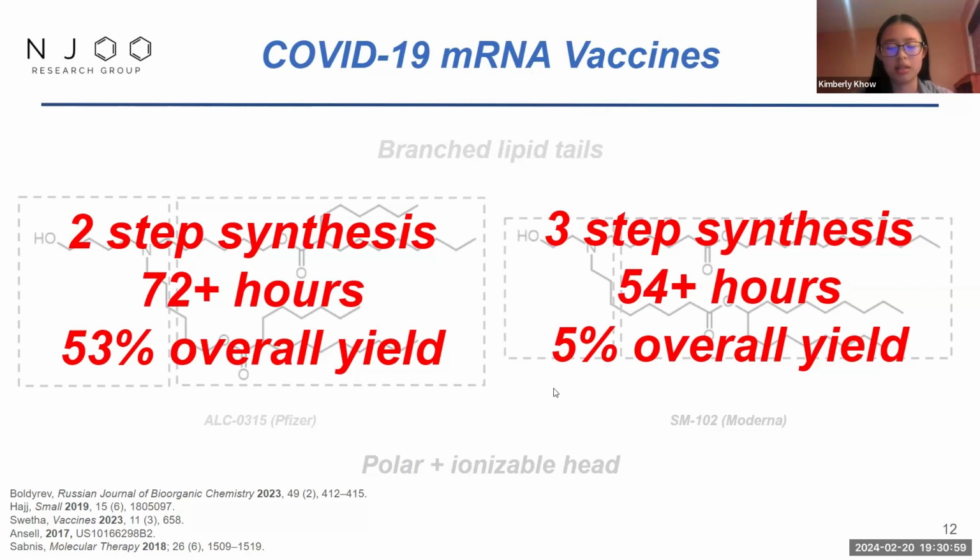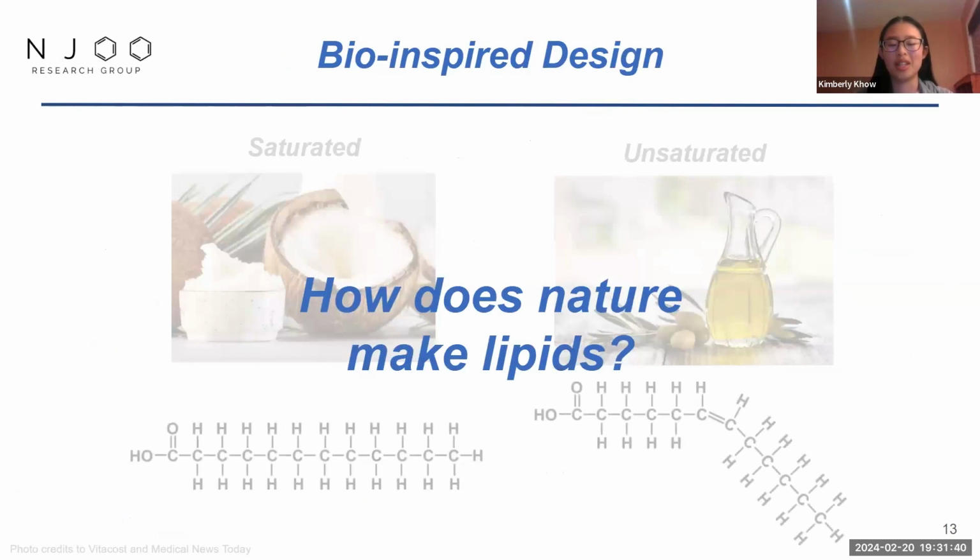And if we talk about this from the atom economy standpoint, using a lot of resources, starting materials, or reagents to produce not that much desired product is just not environmentally friendly, resource friendly, or cost efficient either. So what we were hoping to do was, one, keep the branched lipid tails, two, keep the polar and ionizable heads, and three, simplify the synthesis of these lipids when we were considering our own lipid library. But we also took some inspiration from nature.